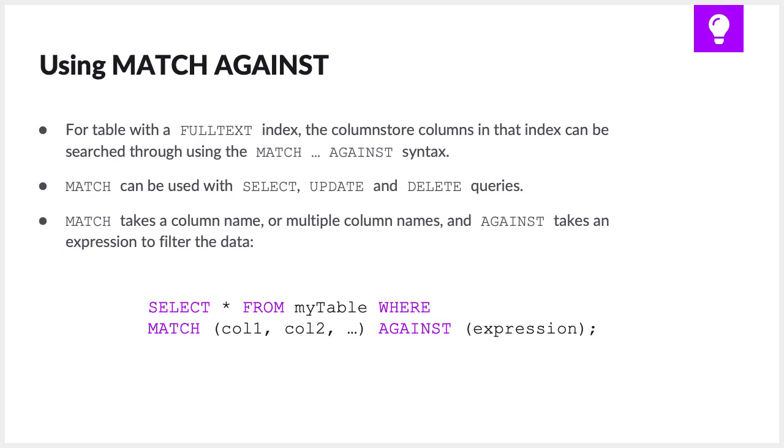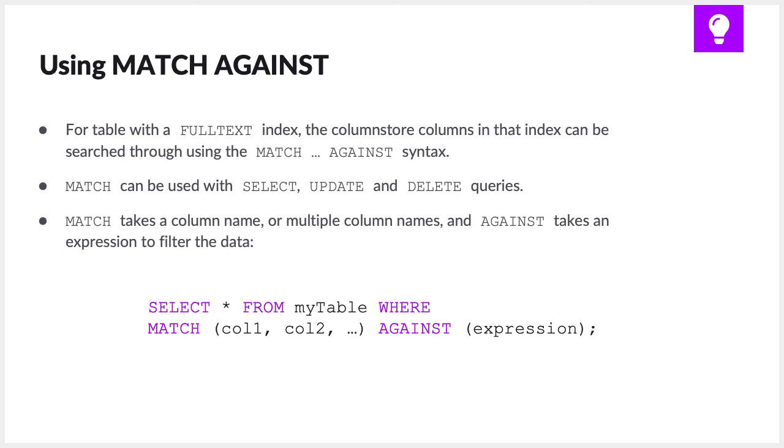So now that we've covered how to create tables with full text indexes, let's discuss how we might use them in our queries to search. The primary function used with full text indexes is the match function. Match can be used with select, update, and delete queries, and as you can see in the syntax example below, we are using a select query and filtering with a where operator using the match function.